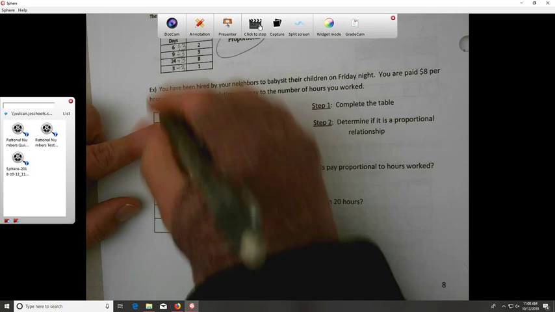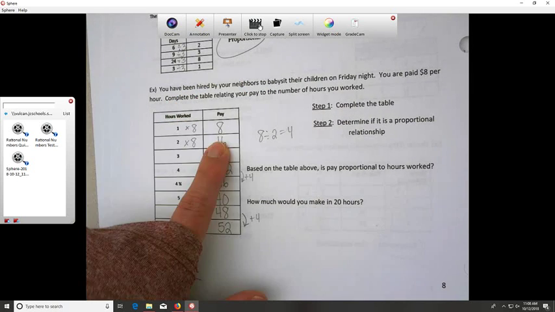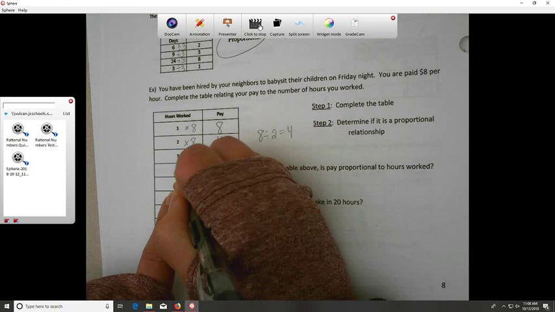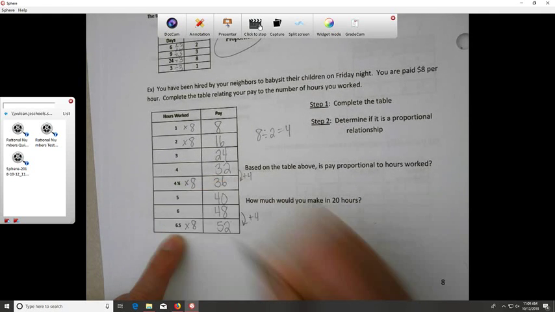The other way you can think about this is each time we're multiplying by 8. So 1 hour times $8 is 8. 2 hours times $8 is 16. So if I wanted to figure out for 4.5 hours how much I would make, I would just multiply the hours I work times how much I'm getting paid per hour. And same thing down here, 6.5 times 8, that'll give me 52.